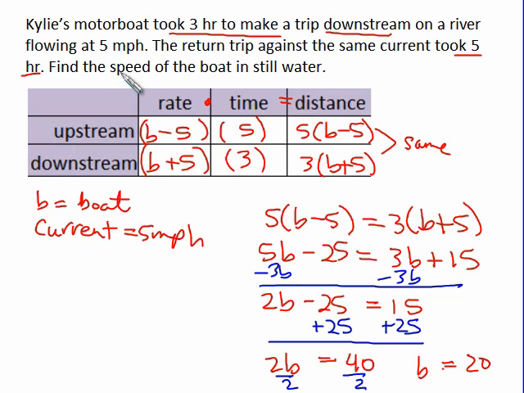So the question asks for the speed of the boat in still water. So the boat speed must be 20 miles per hour in still water.